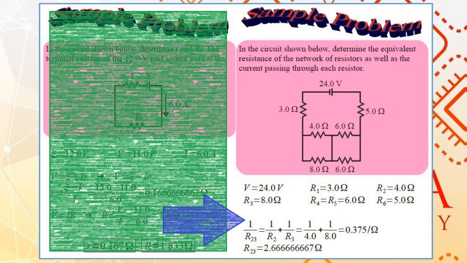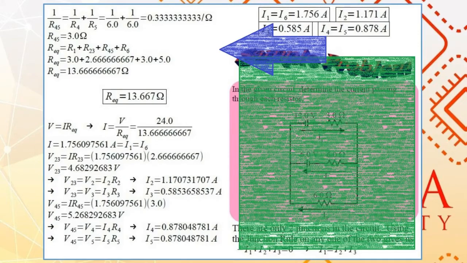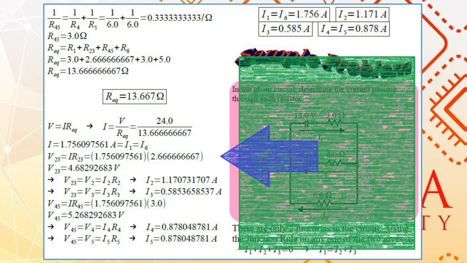R4 and R5, as you can see, are also in parallel connection, so you can combine them as well to form R45. Thus, we are able to get R45, 3 ohms. With R23 and R45, all the resistances now are in series connection, so we can combine them in series. We are able to get R equivalent, R1 plus R23 plus R45 plus R6. Thus, the R equivalent is calculated to be 13.667 ohms.